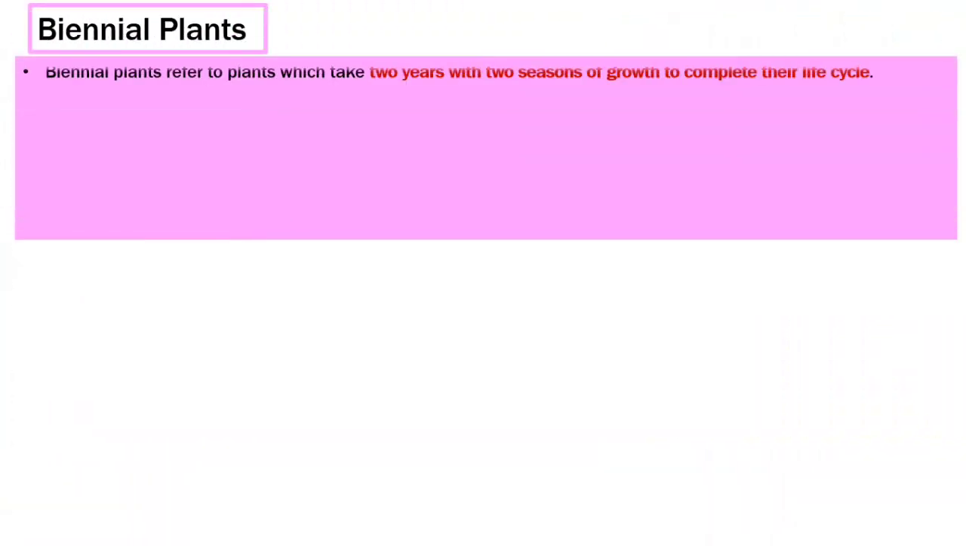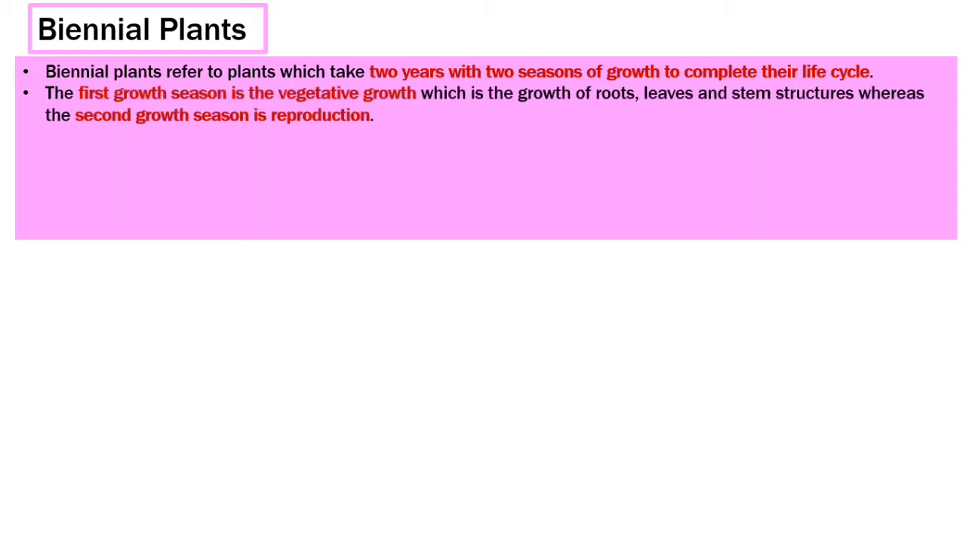Next, what is biennial plant? Biennial plant means plants which take 2 years or 2 seasons of growth to complete their life cycle. The first growth season is the vegetative growth, which is the growth of roots, leaf and stem structure, whereas the second growth season is reproduction.